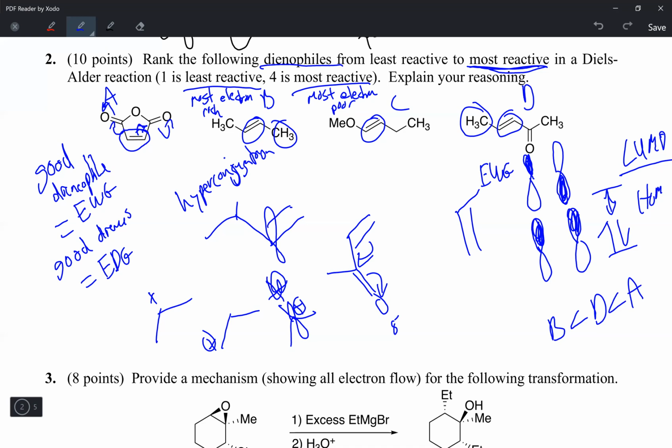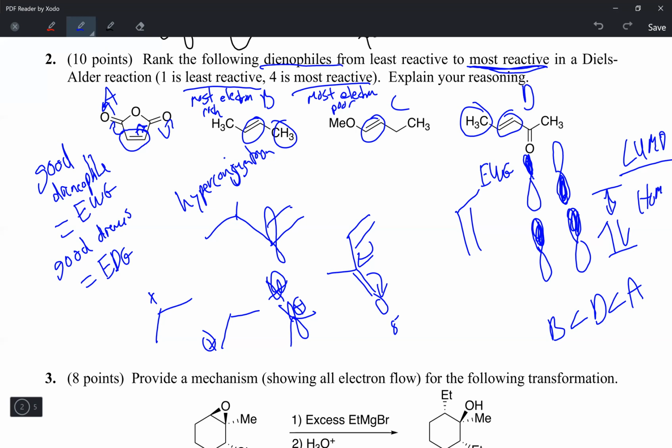I was confused with the whole B and D thing. Why is D more reactive? Yeah, because it's more electron poor, because it has an electron withdrawing group on it, right? What it all comes down to is how many electron withdrawing groups are on it and which ones are more powerful than the others.